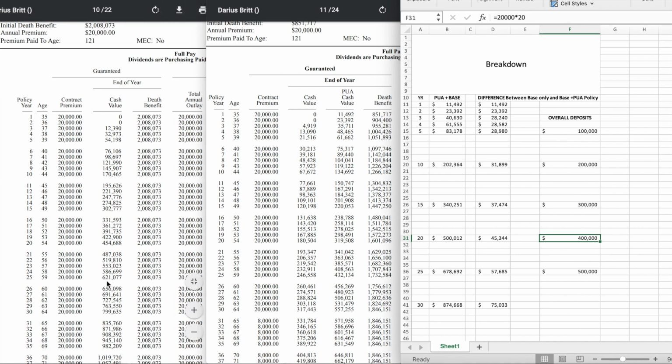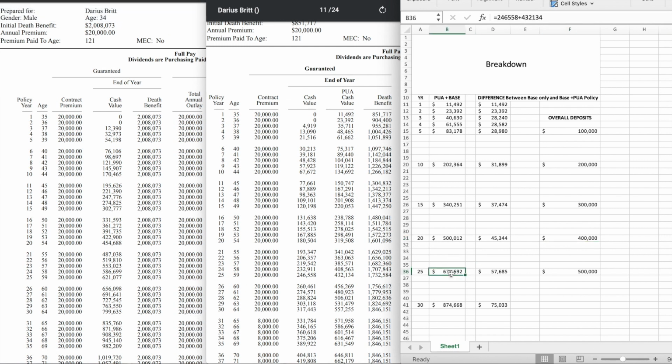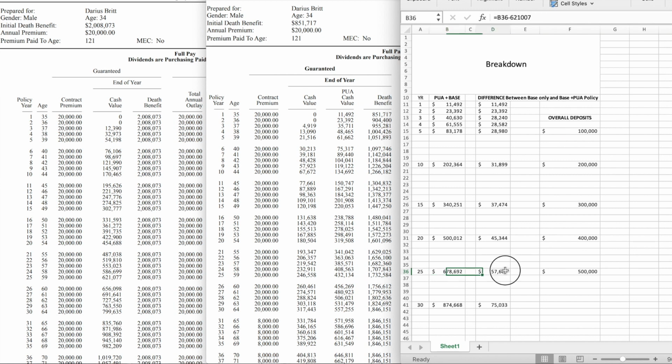In a traditional policy, you have $621,077, whereas in policy 2, you have $678,692, and the difference is $57,000. And again, at this point, you have contributed $500,000. So we're keeping everything moving.